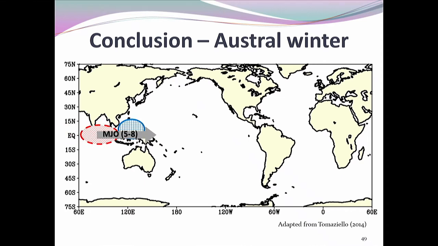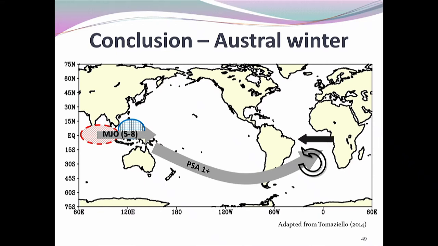For the austral winter, we have convection over Indonesia and suppression over the Indian Ocean, MJO between 5 and 8. The convection of the MJO triggers a wave train that resembles the Pacific South America first mode positive. And this wave train modulates the circulation of the South Atlantic subtropical high and the intensification of the trade winds, related to this intensification of circulation here, and intensification of the convection in the tropical Atlantic and suppression over Africa.